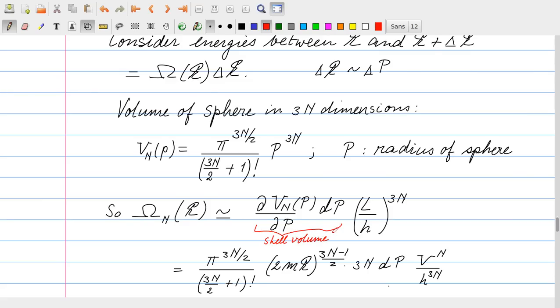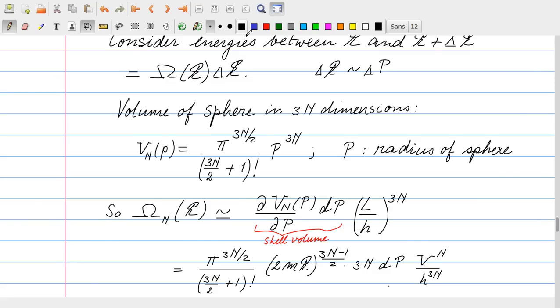And now we realize that on this cubic grid we are looking at, each point occupies a volume of (L over h) to the power 3n, because L over h is the grid constant and we are on a 3n-dimensional grid. So if we divide by that volume, and that's what we do here, we have the number of points inside the shell. And so the Omega_n, that's the number of states inside this shell, can be given by this expression.